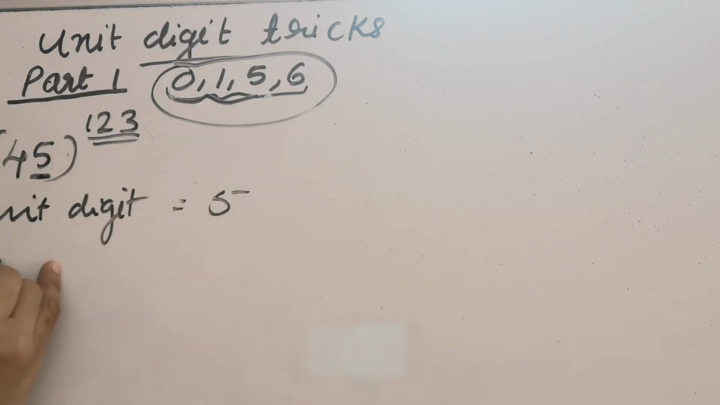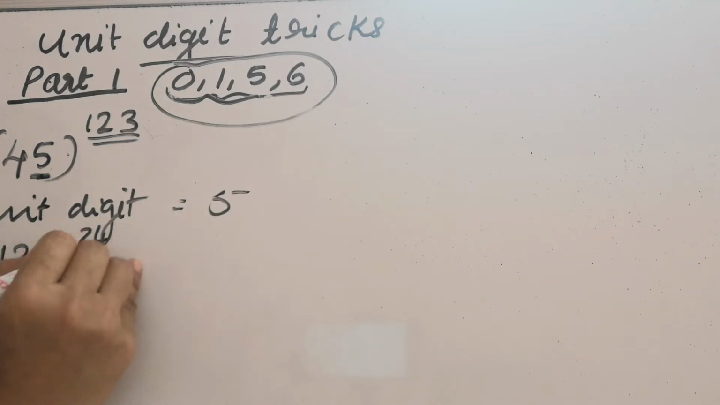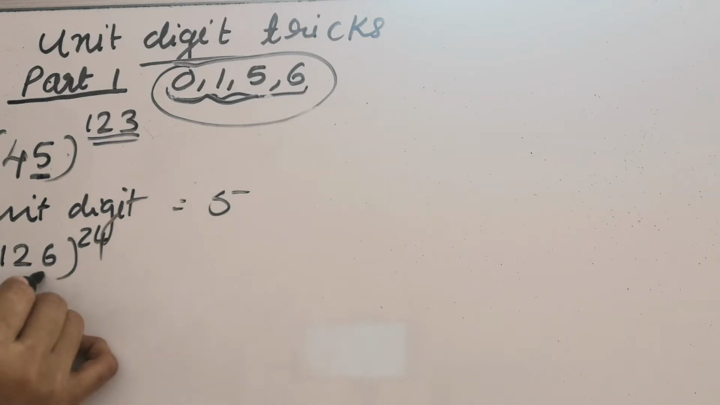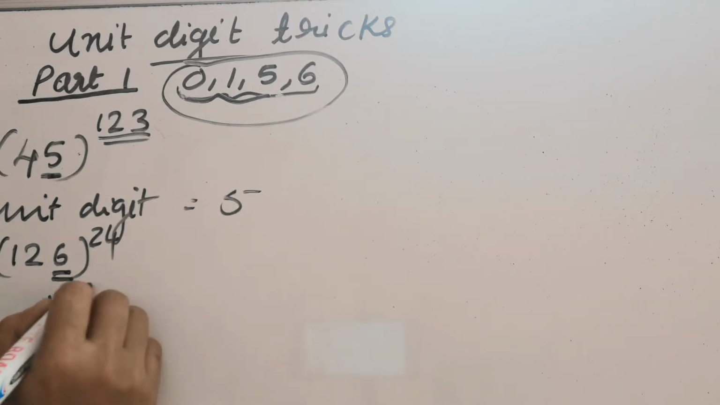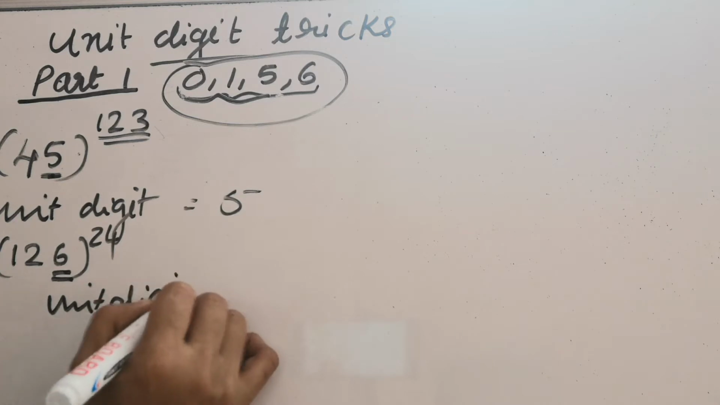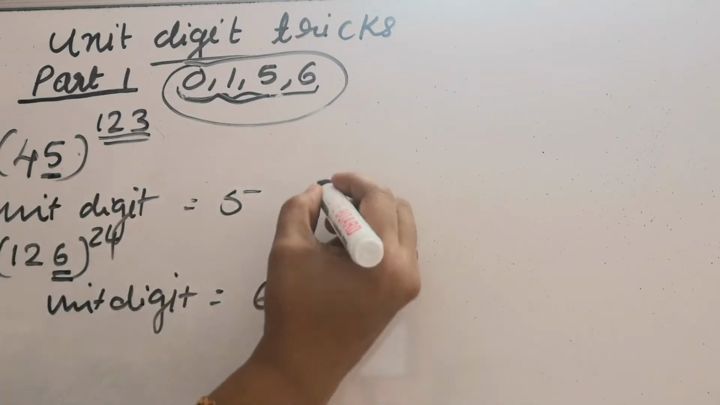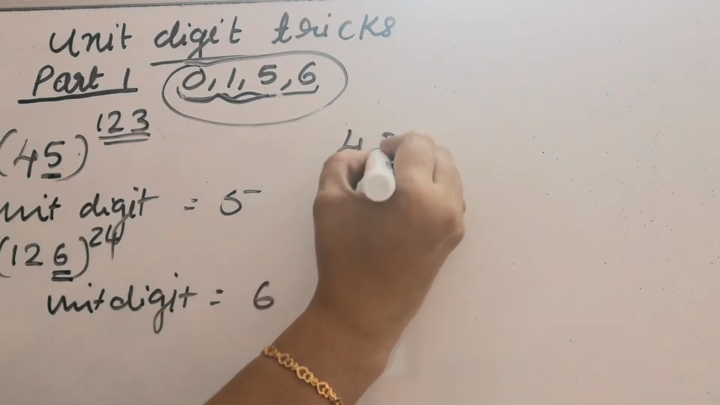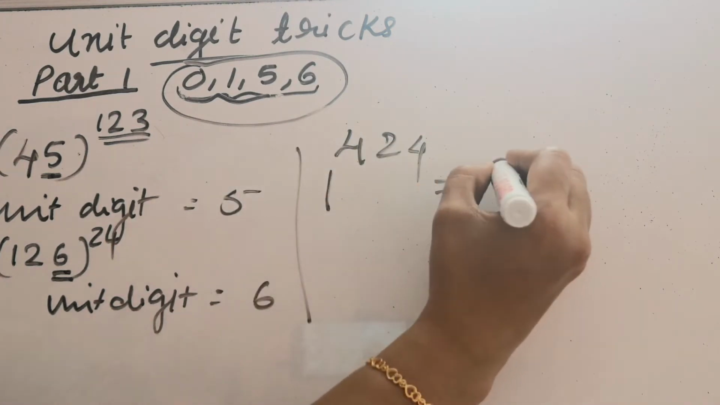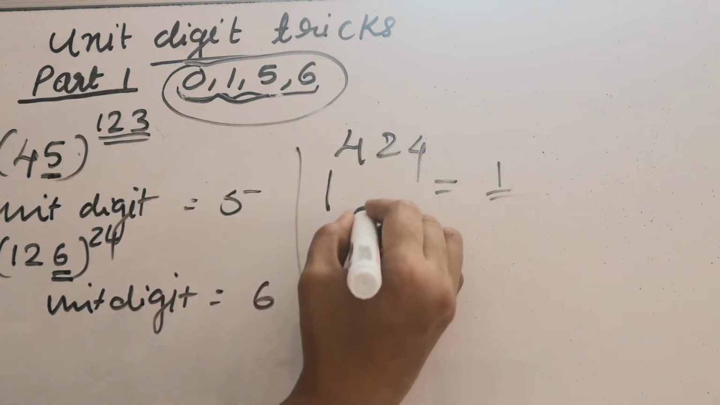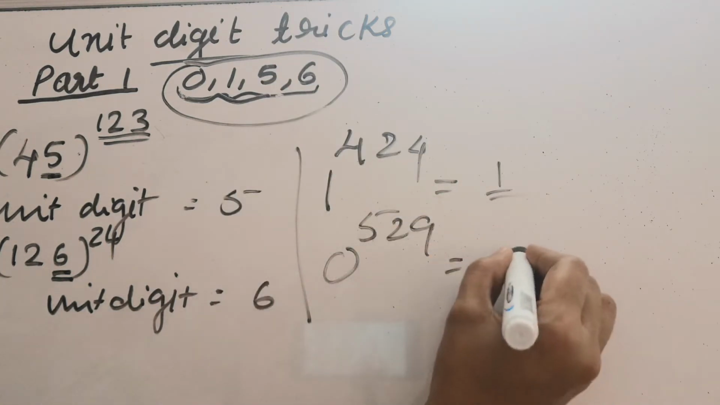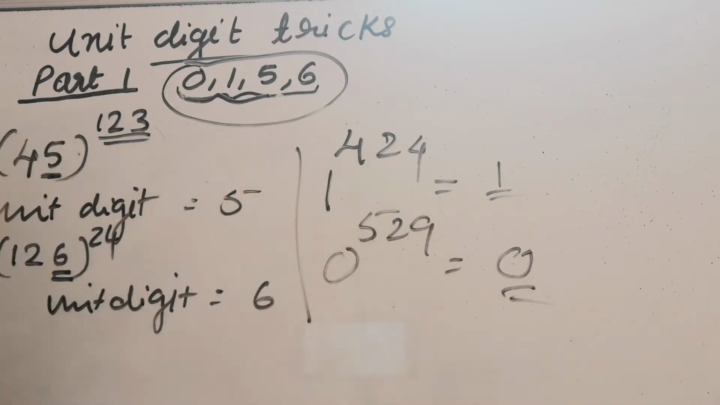For example, 126 raised to 24. Here the ones place number is 6, so we have to write that the unit digit, or the ones place number, becomes 6. In the same way, 1 raised to 424, definitely the unit digit becomes 1. In the same way, 0 raised to 529, the unit digit becomes 0.